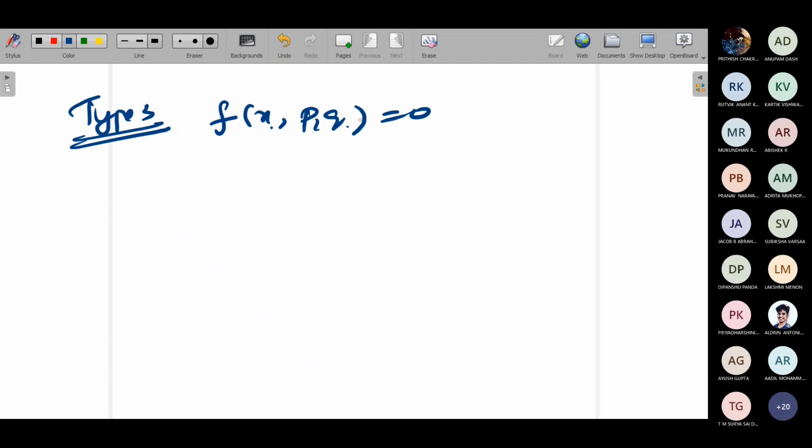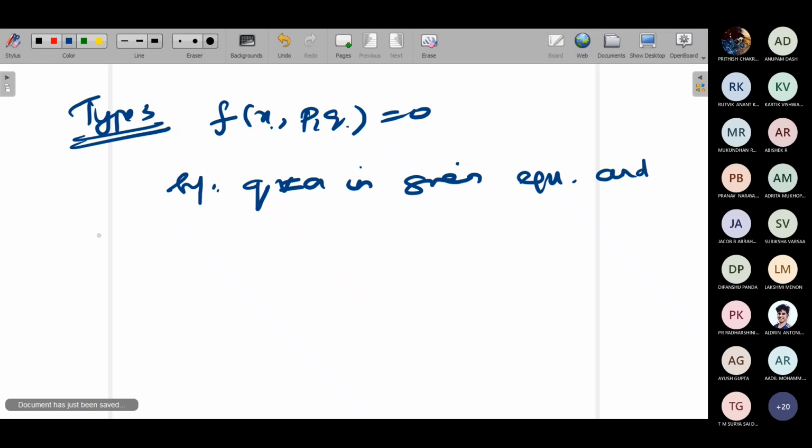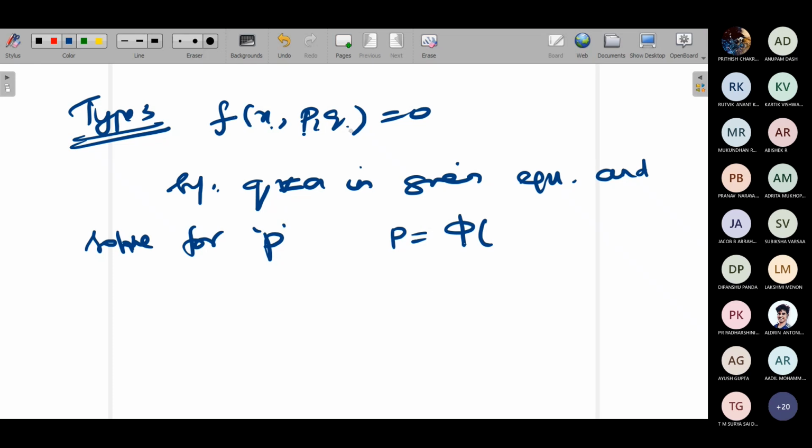Whenever you have an equation involving f of x comma p comma q equal to 0, we substitute q equal to a in the given equation and solve for p. So p will be some function of x comma a.